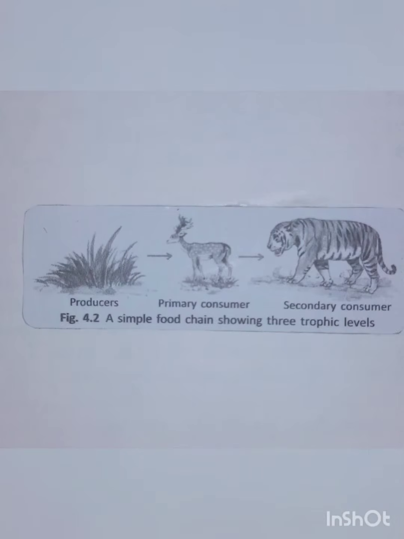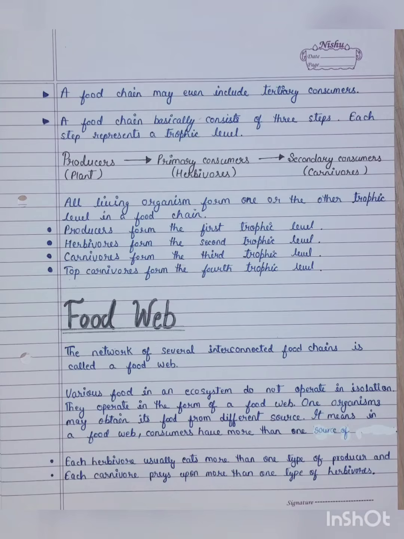So this is the diagram. You can draw it, or you can take a printout of this diagram. It depends on you. On the next page, a food chain may even include tertiary consumers.